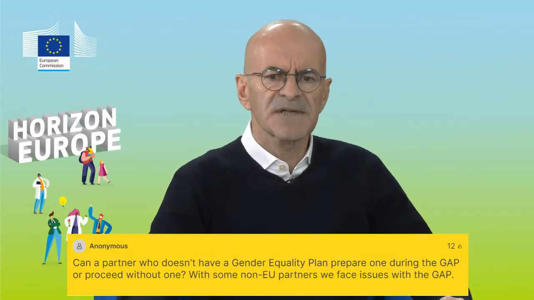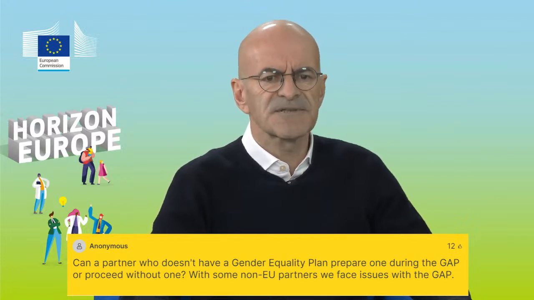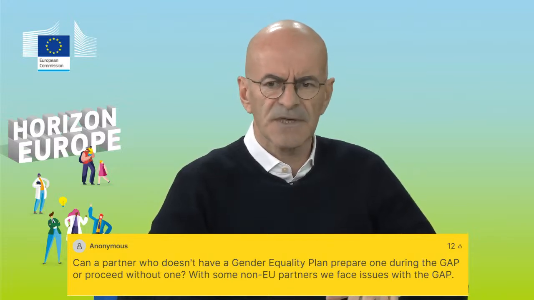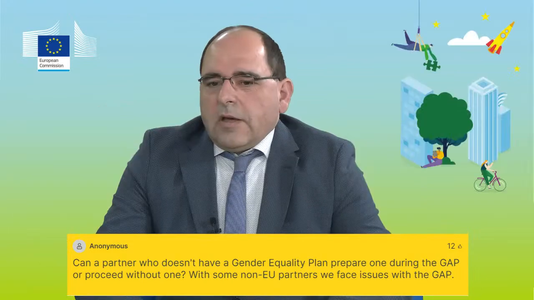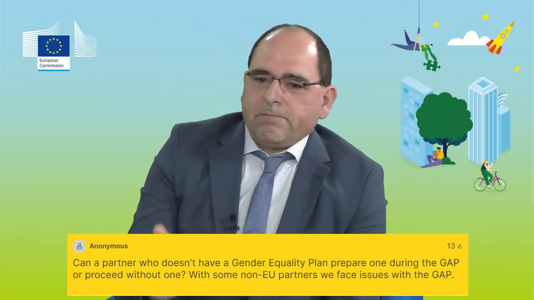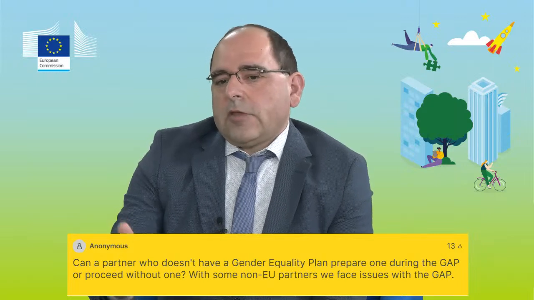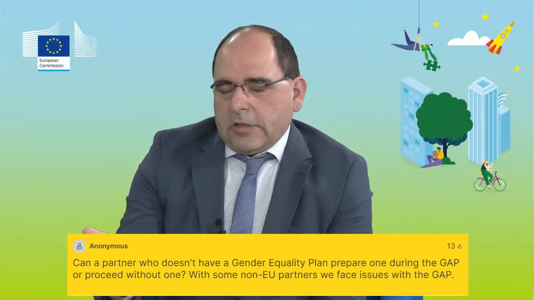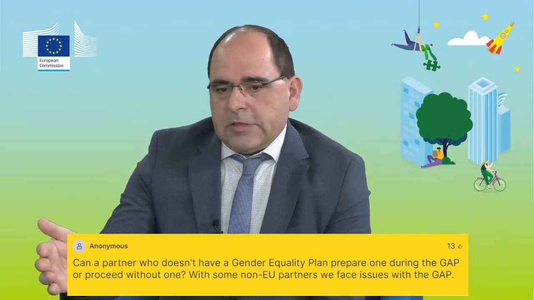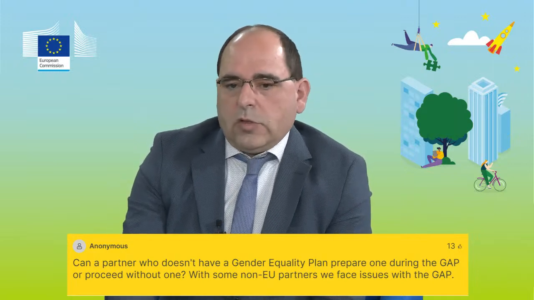Can a partner who doesn't have a gender equality plan prepare one during the GAP phase or proceed without one? With some non-EU partners, we face issues with the grant agreement preparation. As I said, well, I will explain to you now. I understand sometimes the project officers are trying to collaborate, but this is an eligibility criterion that started even before starting the project, with the Horizon Europe program itself. So in 2020, when we announced that, we also gave an extension until 2021.